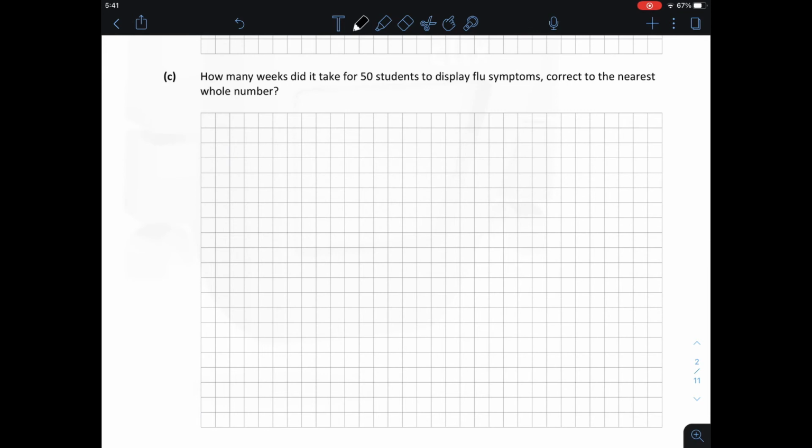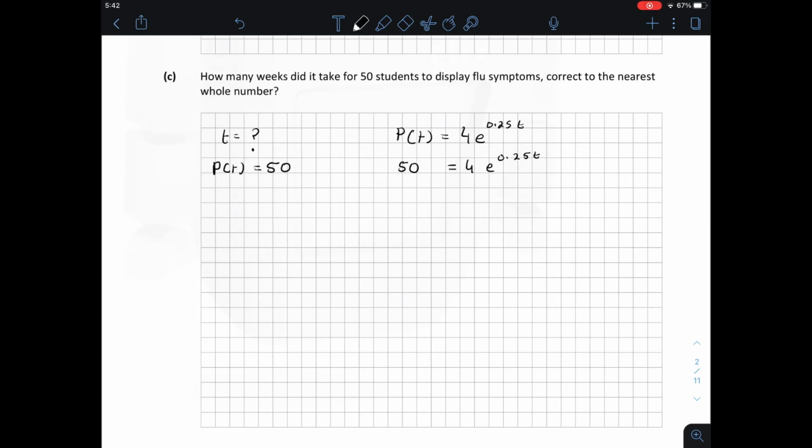In part C, we're asked how many weeks did it take for 50 students to display flu symptoms, correct to the nearest whole number. So we're asked to find t when the population at a certain time is equal to 50. So again, let's write down our equation, P(t) equals 4e to the power of 0.25t. From here, we're just going to substitute in what we know. So we're going to substitute in P(t) for 50. 50 equals 4e to the power of 0.25t.